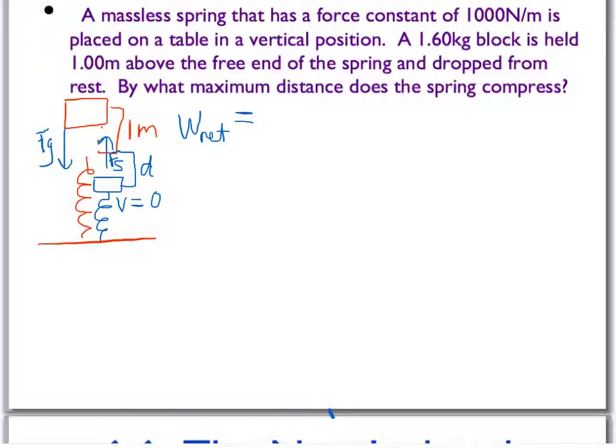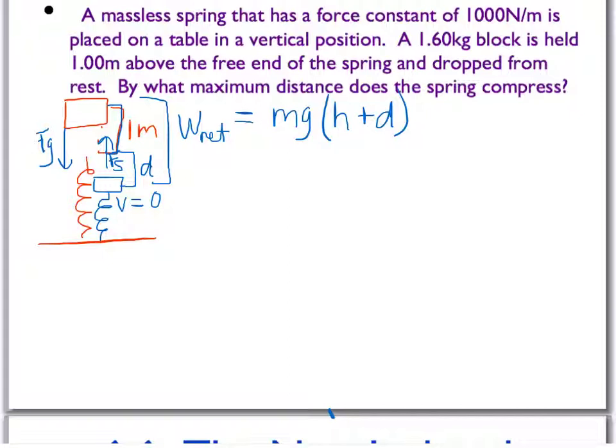So in looking at each of those forces, the force from gravity is going to be a constant force of mg, and it's going to act over a distance of the height that it began, which was the 1 meter, plus the distance that it compresses the spring. So we're looking for the total distance that gravity is acting, which was the initial height, plus the compression distance.